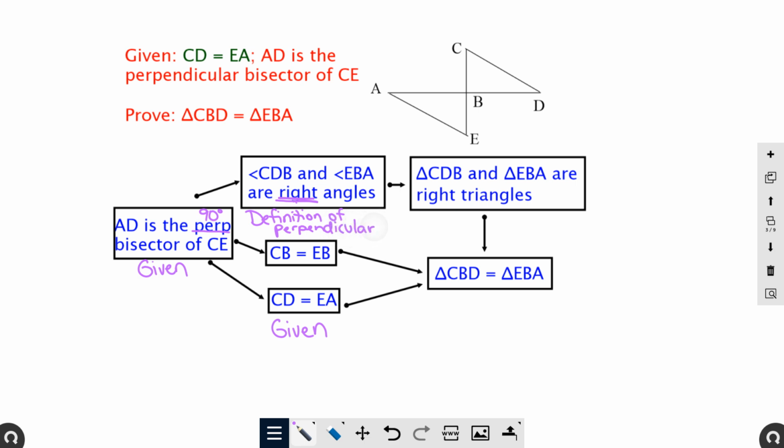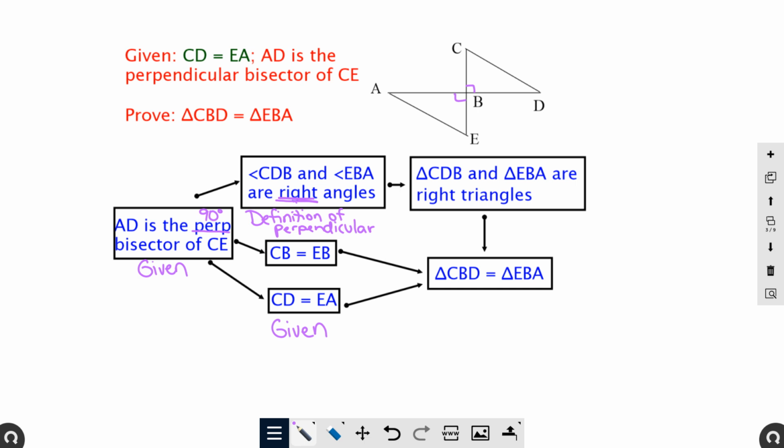So when it says a word, a lot of times that next one is definition of that word. The perpendicular makes the right angle. Now, let's put that right angle in the right spot. It says AD is perpendicular bisector of CE. So AD is like the horizontal, CE is like the vertical. So right here we should have a right angle pretty much at B.